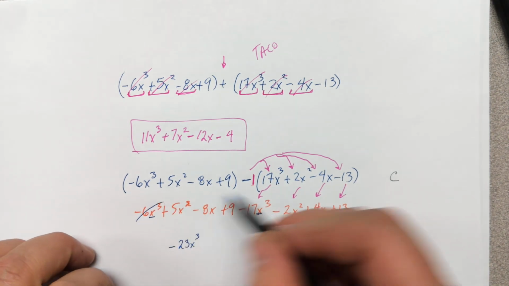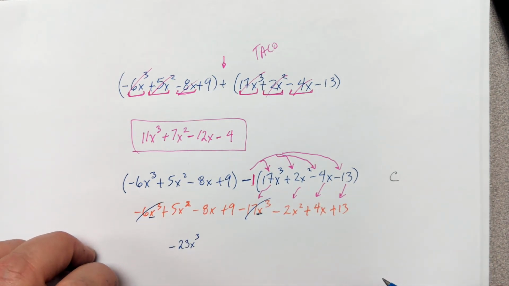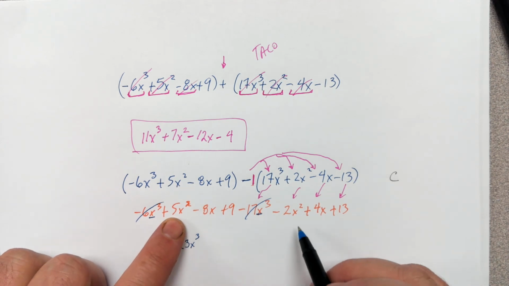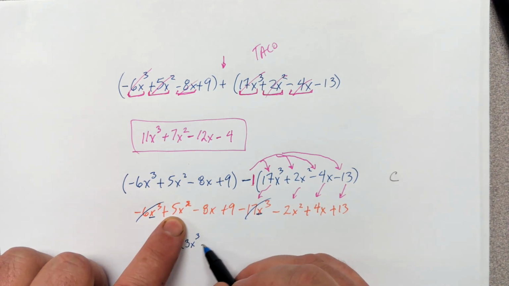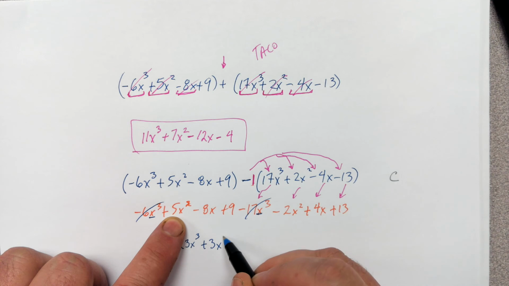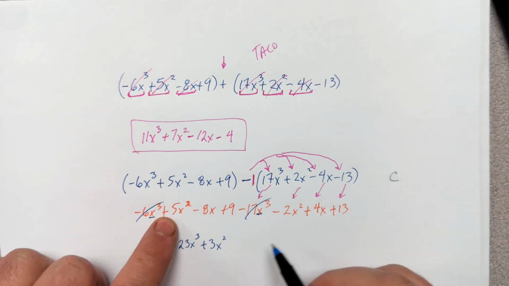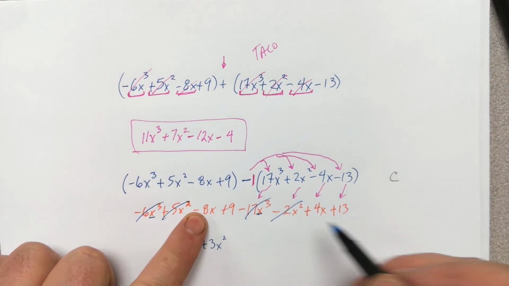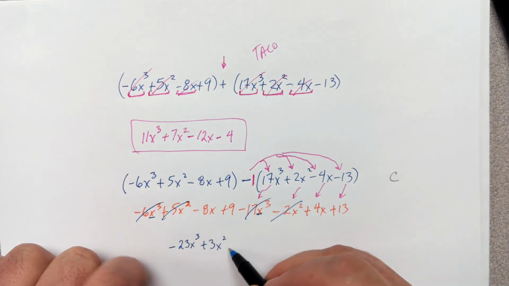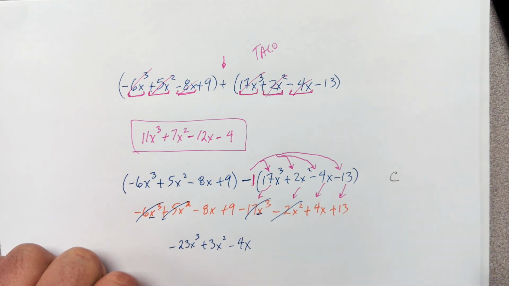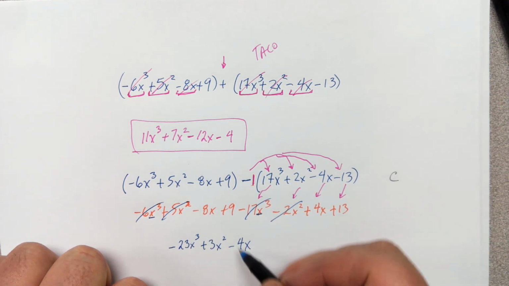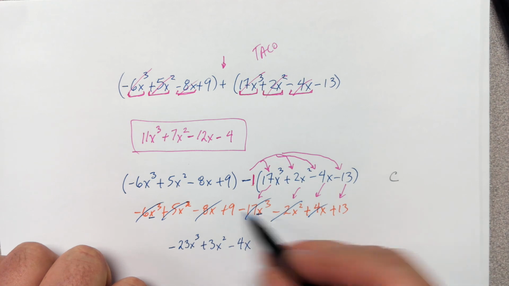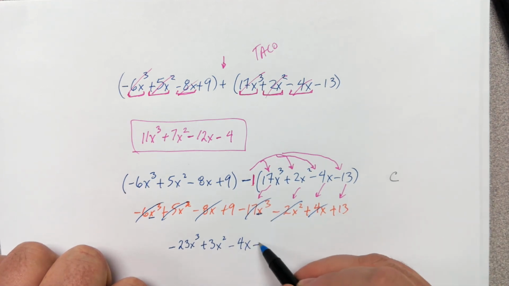Now, I'm going to scratch those off because I got those done. Being neat and careful is very important for these. 5 minus 2? 3. Plus 3. Because it's 5 minus 2. Negative 8 plus 4 is negative 4. And then these two, they're both positive, right? So, 22?